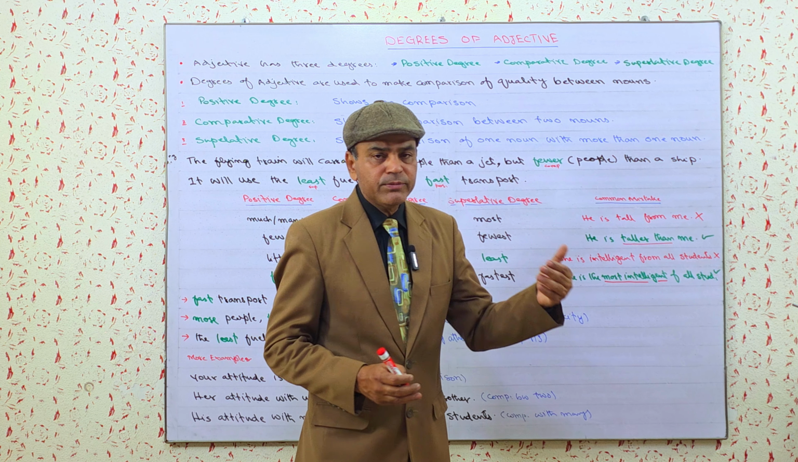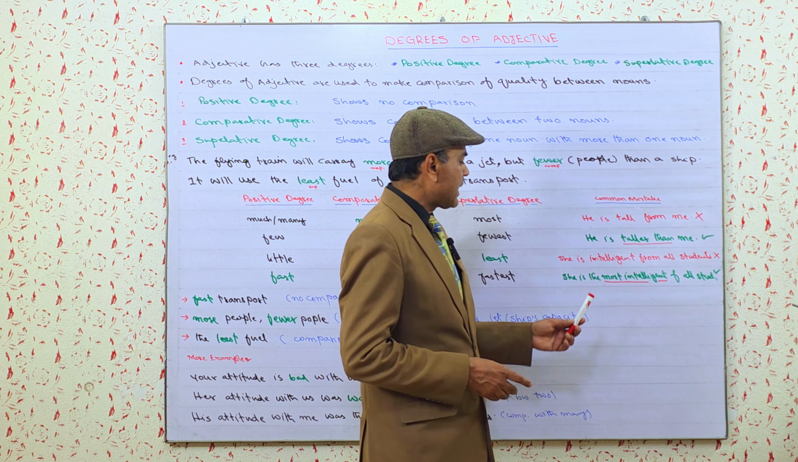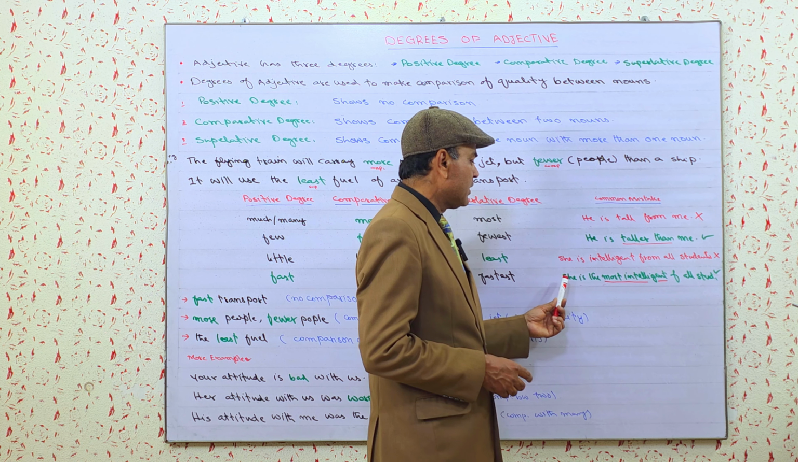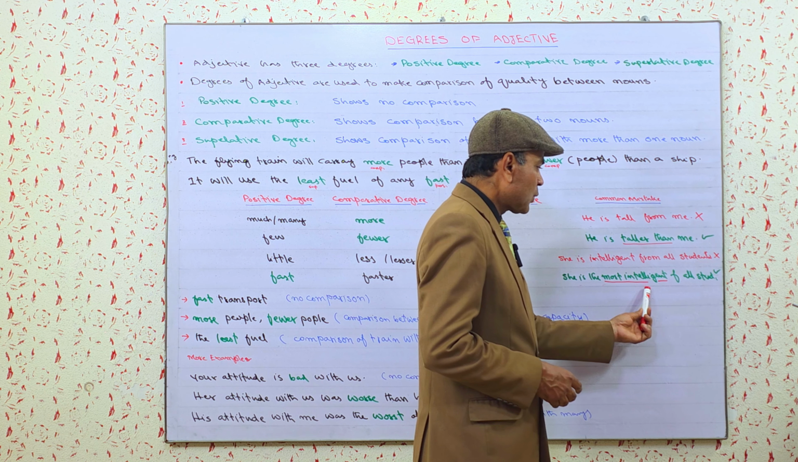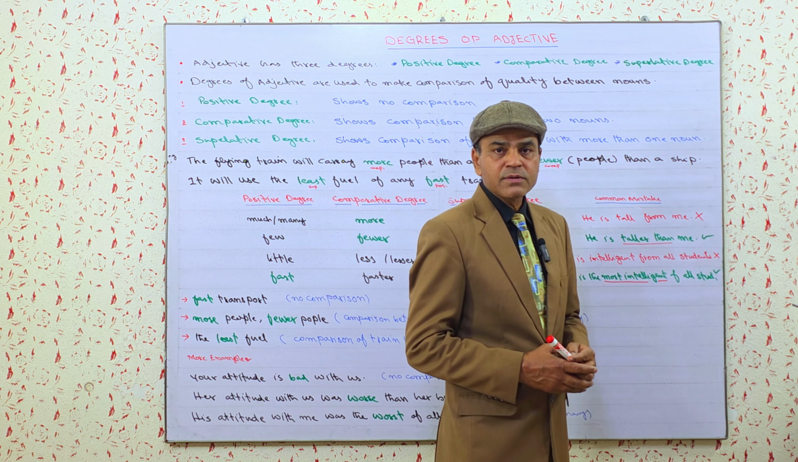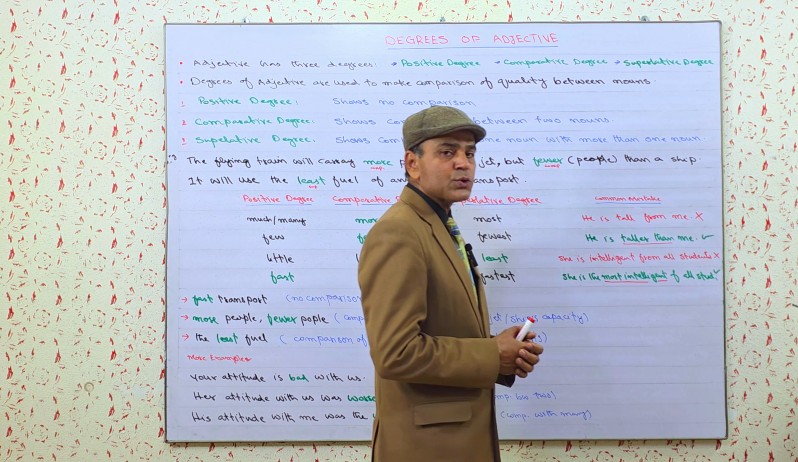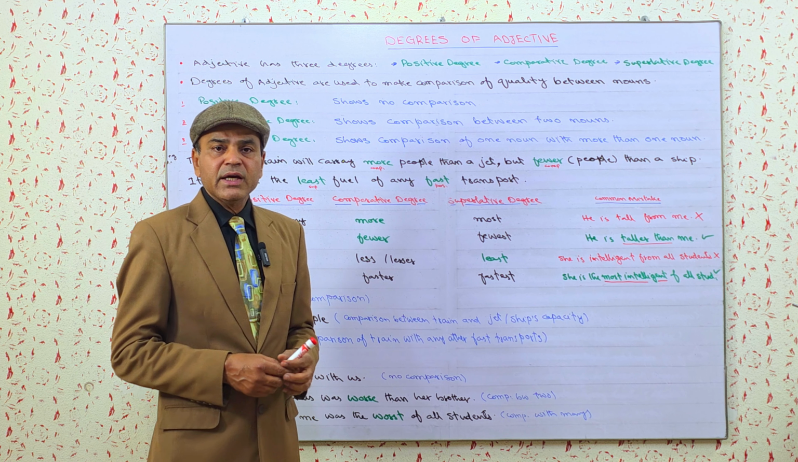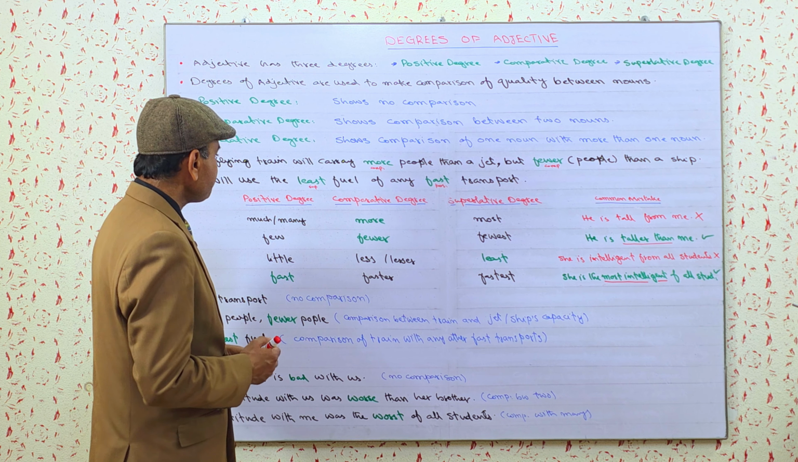How the degrees are formed, I'll make a separate video on that thing. So the right sentence will be, "She is the most intelligent of all students." So these are the common mistakes students make when the concept or the question of degrees comes.